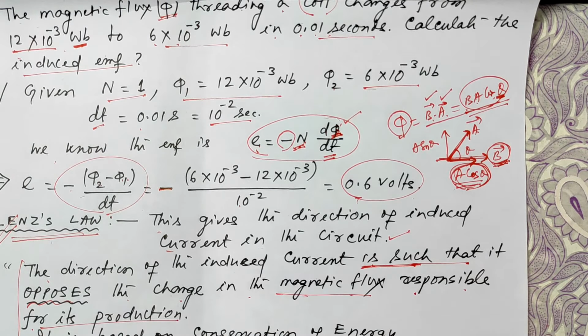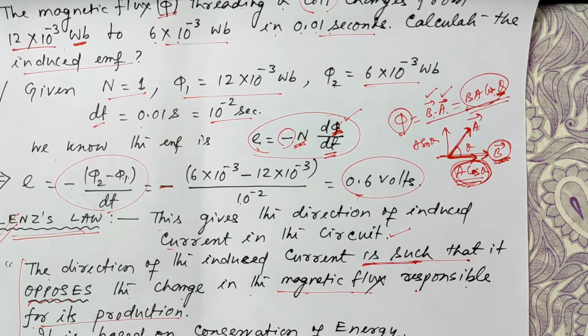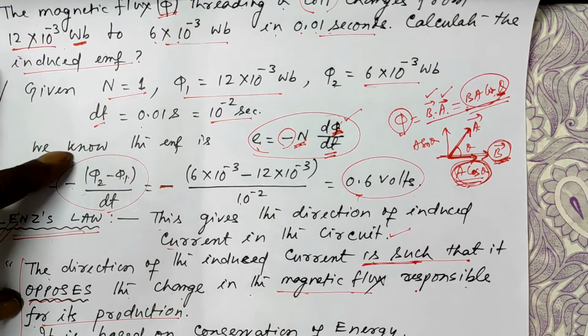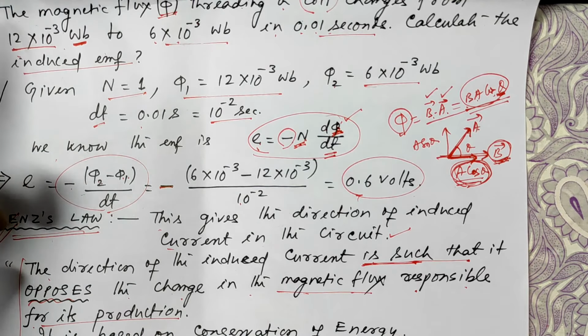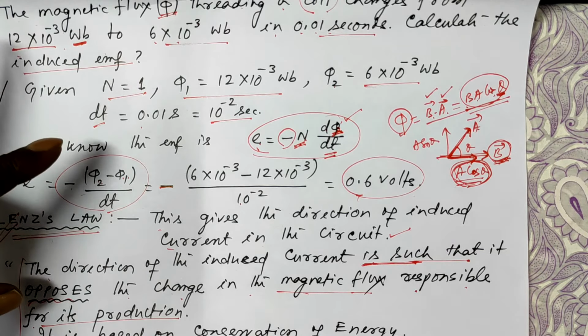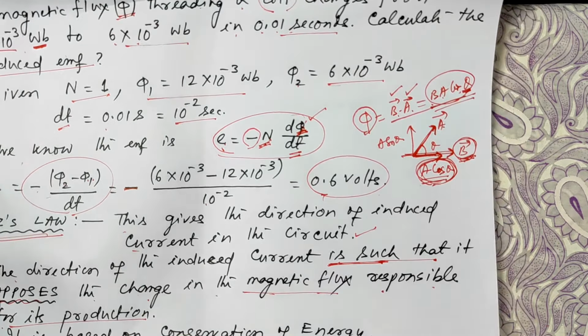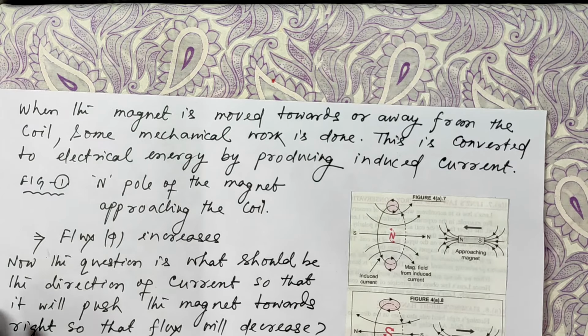Means if the magnetic flux is increasing, something should happen to decrease it. If the magnetic flux is decreasing, something should happen to increase it. Means if there is an increasing flux, the direction of current should be such that the flux has to decrease. And if there is a decrease of flux, the direction of the current has to be such that there has to be an increase in flux. And that I will explain in a diagram. It is based on conservation of energy. Now, it is very simple to explain in the form of a diagram.